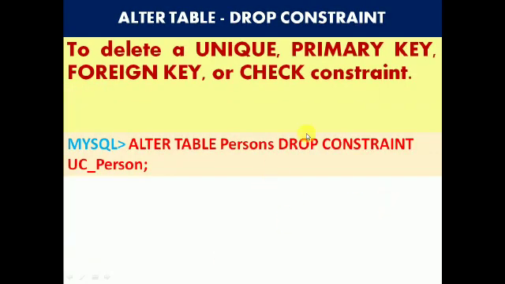Now next is you can remove any constraint also. You can delete any constraint existing in your table. So ALTER TABLE, the name of the table is persons, then you have to add DROP CONSTRAINT and then you can specify the name of the constraint which you want to remove from your table.